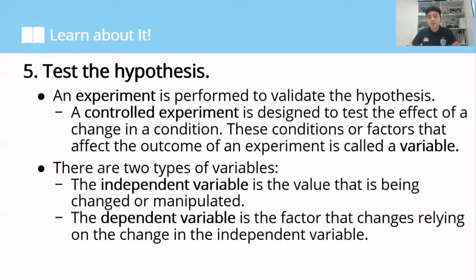If the dependent variable increases as the independent variable increases, or the dependent variable decreases as the independent variable decreases, they are said to be directly proportional. If the dependent variable decreases as the independent variable increases, or vice versa, they are said to be inversely proportional.